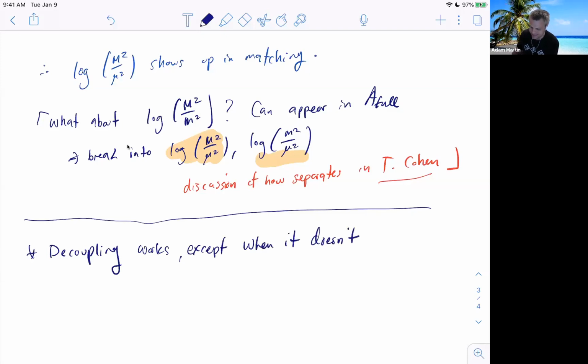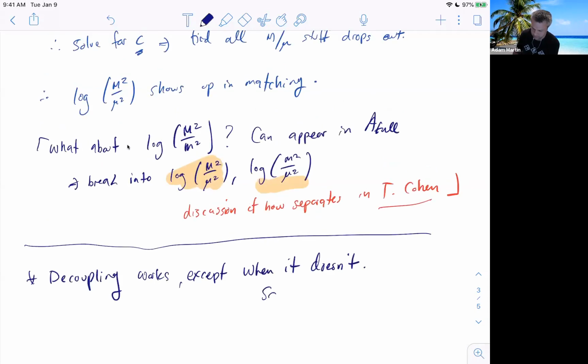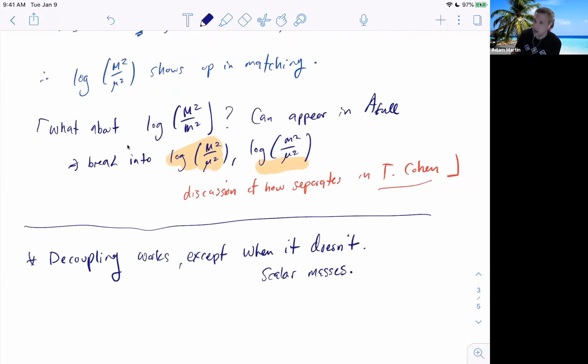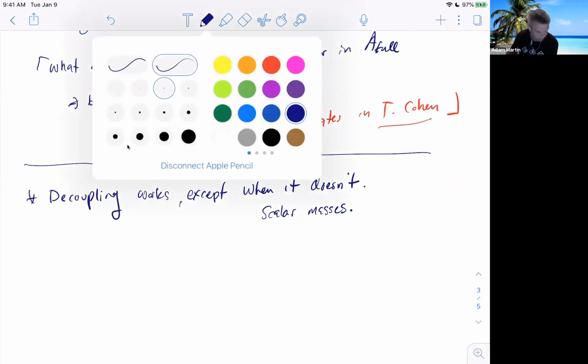And where it doesn't is scalar masses. There's a couple other situations where it doesn't, but this is the most, well, let's erase that. Let's concentrate on the case of scalar masses before we get distracted. Why is this important? We've got a scalar in the standard model, and we'd like to understand its mass. We'd like to understand how to view its mass in as many different ways as possible.